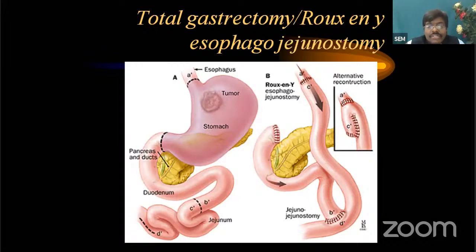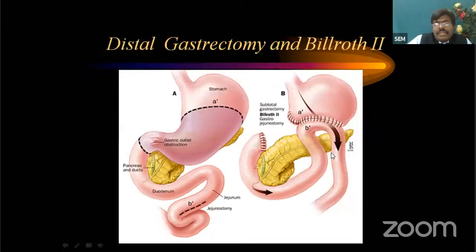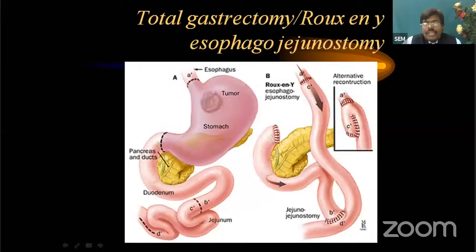Esophagogastrostomy done after total gastrectomy for carcinoma. See carefully here in Billroth 2, the problem is the bile will come here, and it enters the stomach. Because of the entry here, it will cause bile reflux gastritis. Because of that, people will have some problem. So for that reason, they have done this procedure. What is this procedure going to help you in what way?